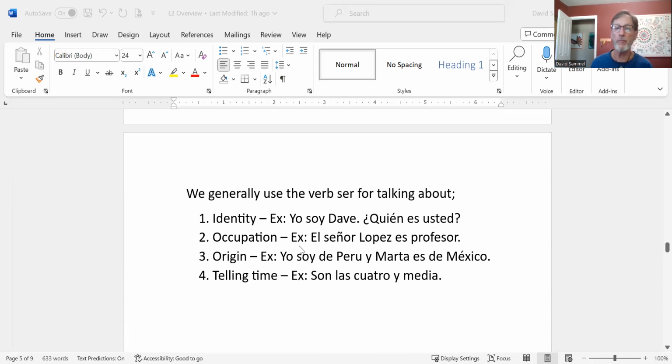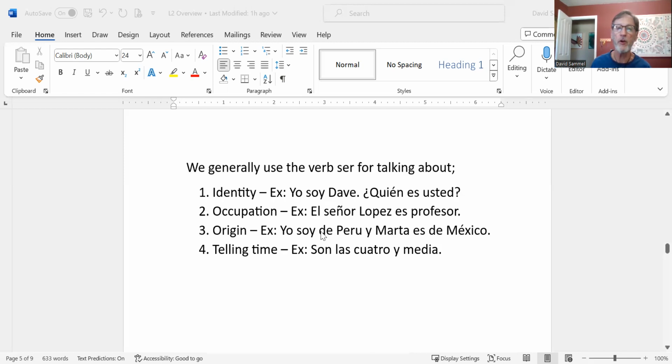Occupation. Example, el señor Lopez es profesor. He's a teacher. By the way, I left the un out because we generally don't put that in when we're talking about professions, okay? So, el señor Lopez es profesor. That's his occupation. So I use the verb ser.